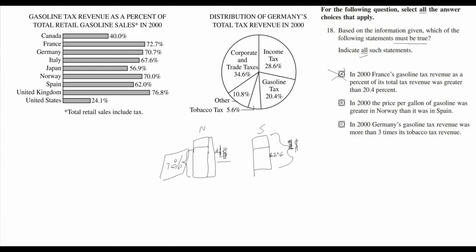Because percentage is not a measure of magnitude. It's a measure of a proportion of a particular 100% of something. So again, for B, we don't know. We just don't have the information for that. So now we look at C.